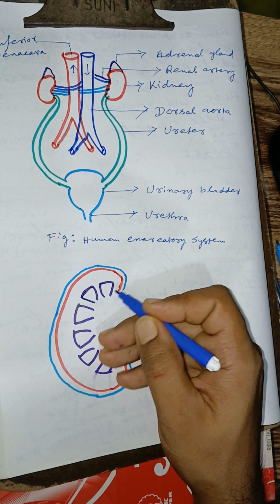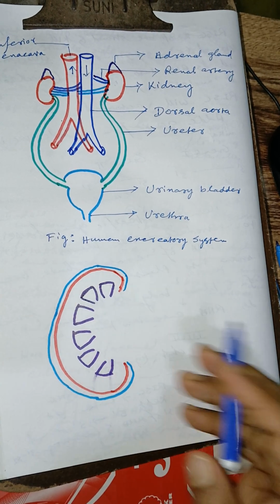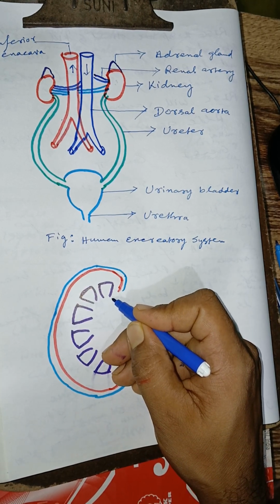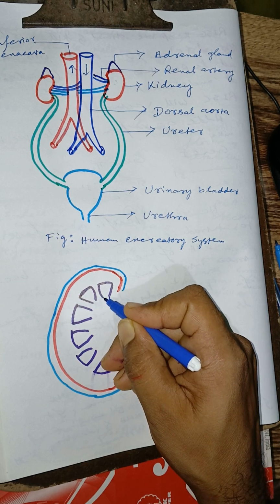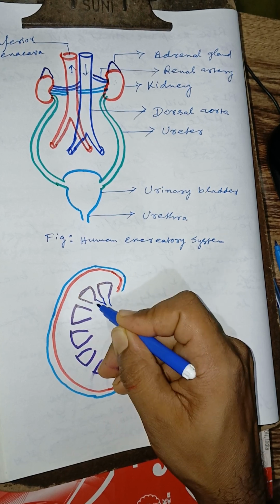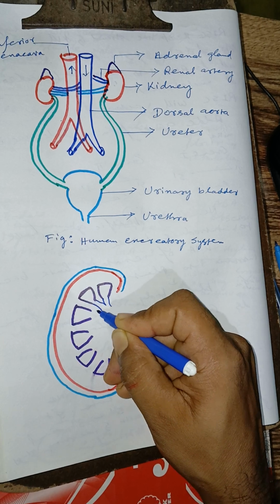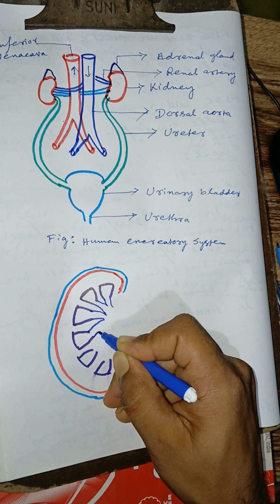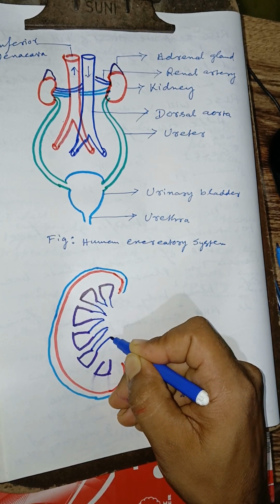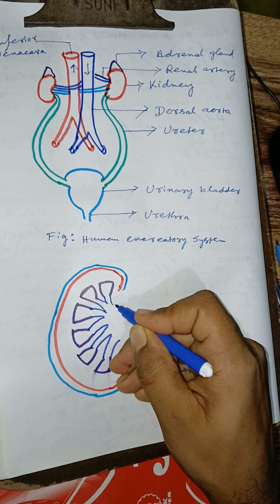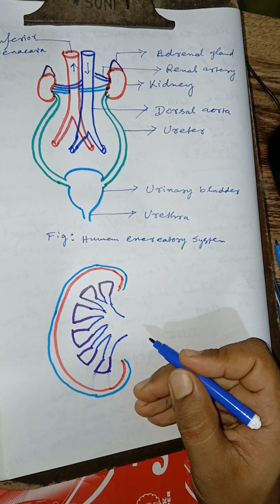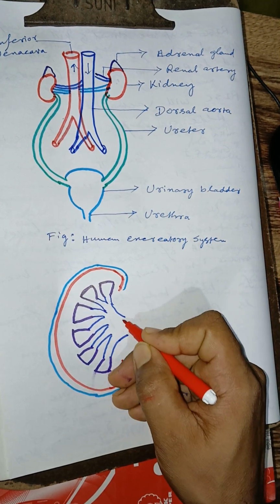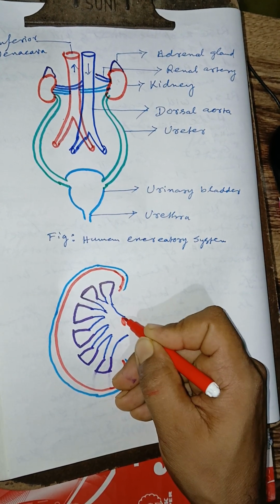Okay, and now look, in that region the renal calyx is joined. What is this calyx? Look, this is known as the calyx. I draw here, this is the calyx. This is the structure of the calyx, student, and along with this calyx, this is the part of the renal artery.